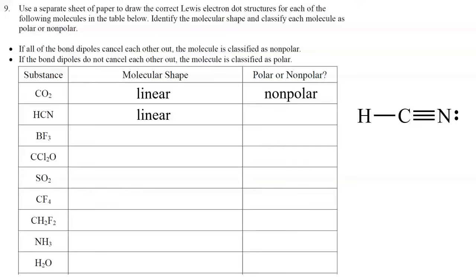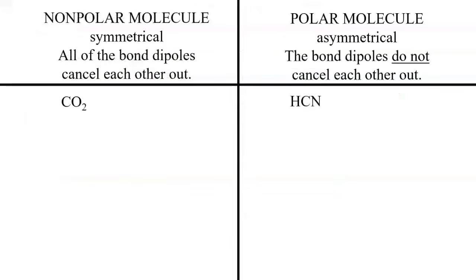Now, do these dipoles cancel each other out? Let's take a look. Carbon is more electronegative than hydrogen, so there is a slight dipole between the hydrogen and the carbon. And then nitrogen is more electronegative than carbon, so there is a dipole between the carbon and the nitrogen. Notice that these bond dipoles are pointing in the same direction. Even if they were pointing in opposite directions, they would not have the same magnitude and they would not cancel each other out. So the point here is that these dipoles do not cancel each other out. Therefore, HCN is classified as a polar molecule.